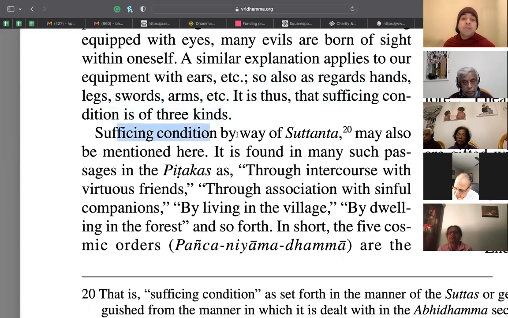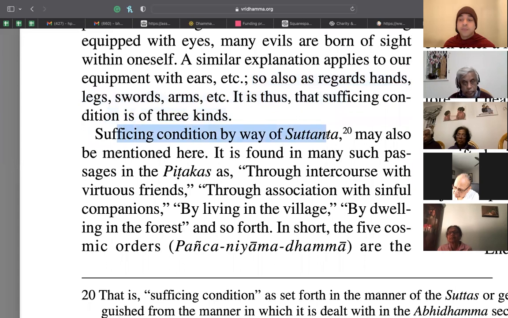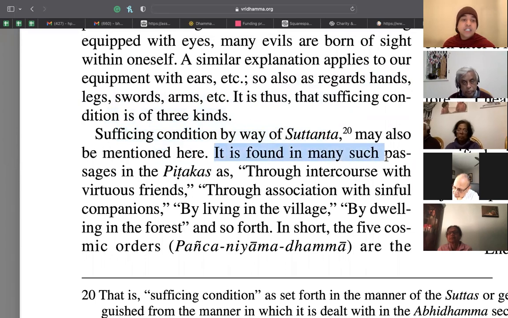Sufficing condition by way of sutanta may also be mentioned here. It is found in many such passages in the Pitakas as through intercourse with virtuous friends, through association with sinful companions, by living in the village, by dwelling in the forest, and so forth.